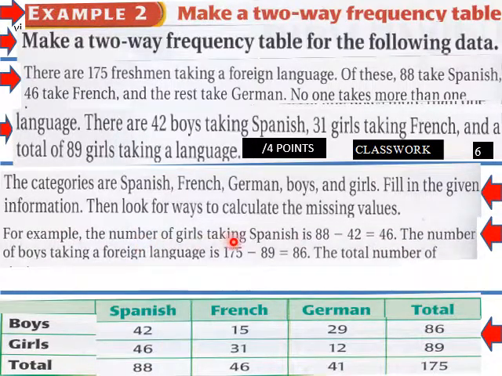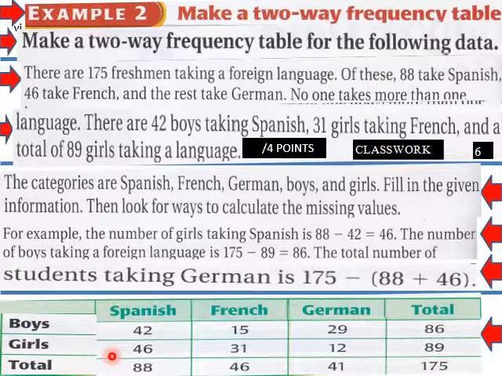So for example, the number of girls taking Spanish is 88 minus 42, which would be 46 for the girls here. The number of boys taking a foreign language is 175 minus 89. See, boys, what are we at? Oh, 175 minus 89, so it would be 86. That'd be a fast way of doing it here without the table.